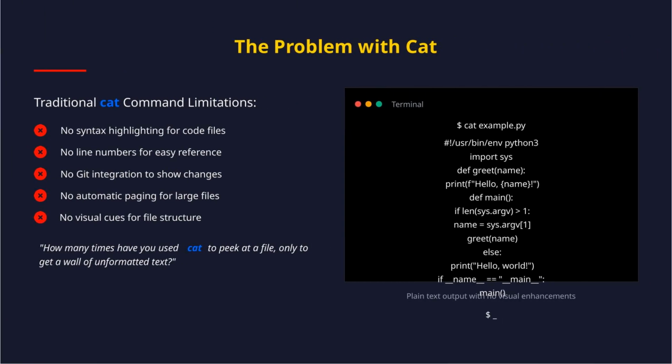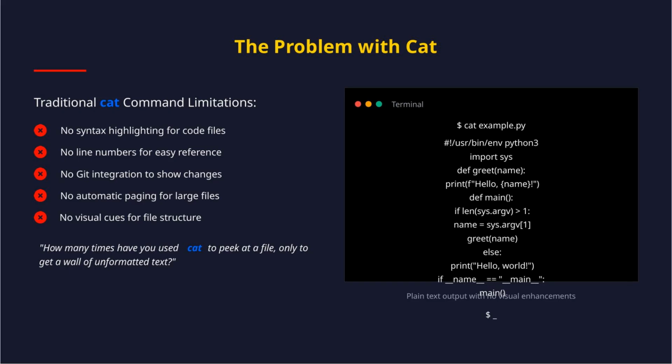So let's be honest here for a second. Cat is pretty basic, right? I mean, don't get me wrong. It does what it's supposed to do. It shows you file content. But that's literally it. Think about it. When you're looking at code with cat, what do you see? Just plain text, black and white. No syntax highlighting, no line numbers, nothing really.